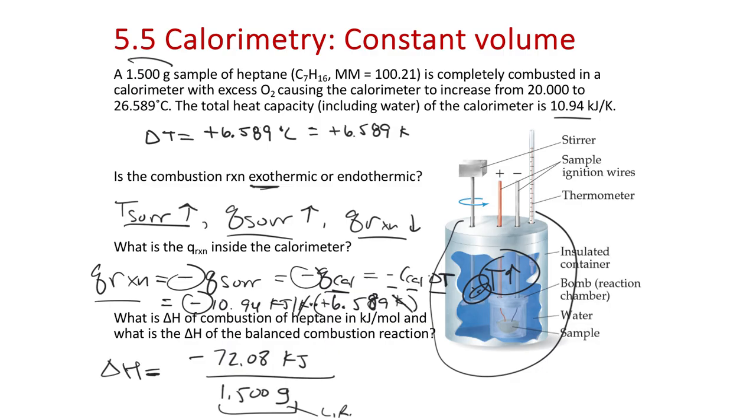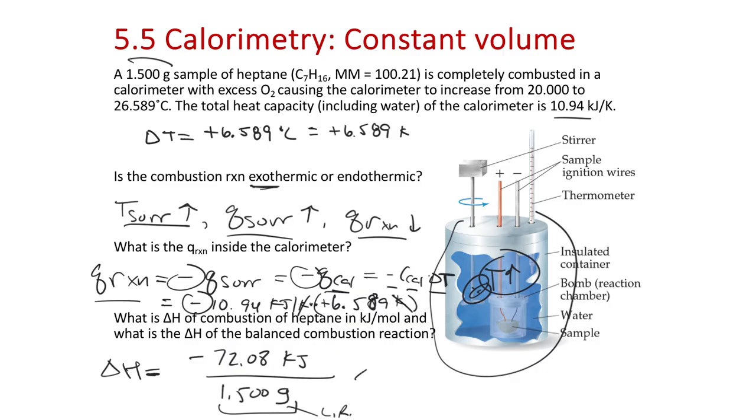Usually in these problems, we try to be pretty clear so you don't have to solve a limiting versus excess reactant problem. Like we're told, you have heptane combusting in a calorimeter with excess O2. So we know the O2 is not limiting, so of course our limiting reactant is that heptane sample.